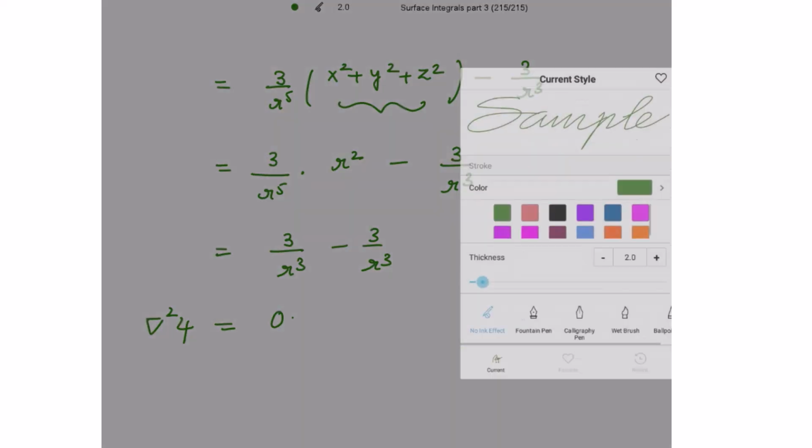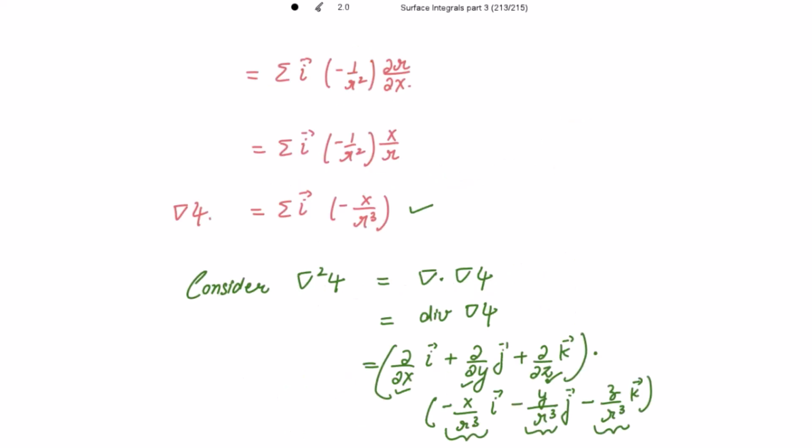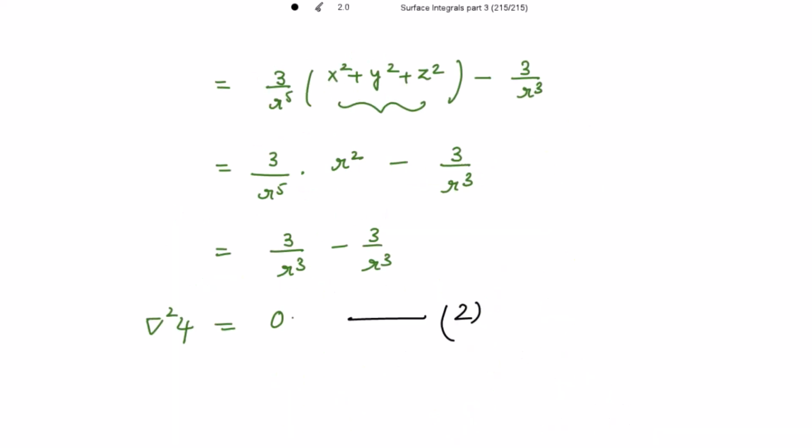Let me mark this as 2 and let me mark this as 1. The value of del xi and the value of del square xi, right? We are having these two values. Okay. Alright. Let me apply the second form of the Green's theorem now.